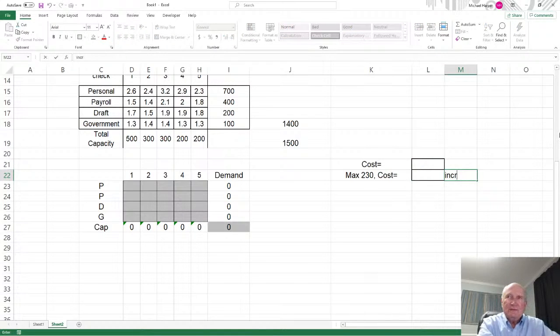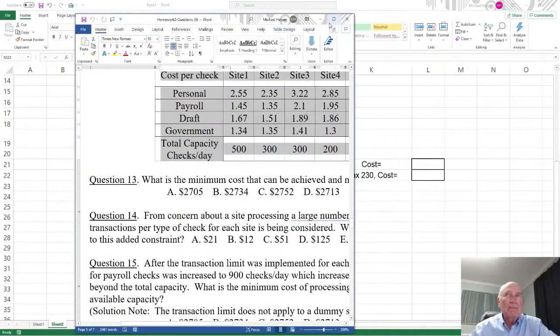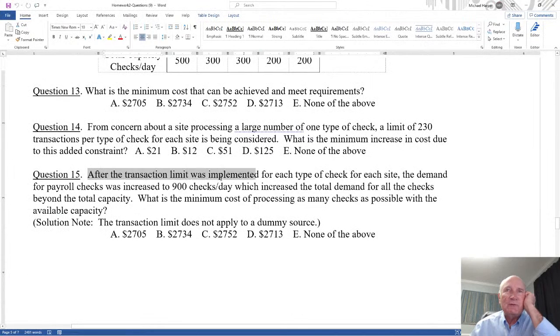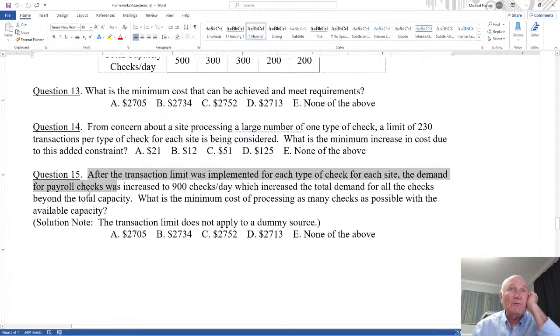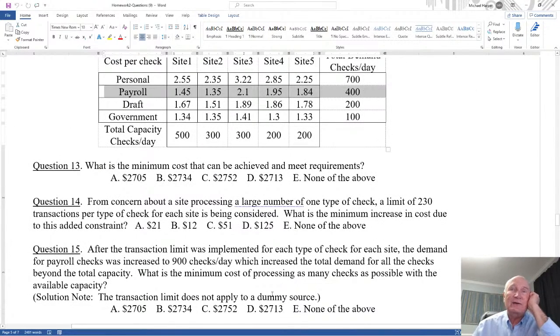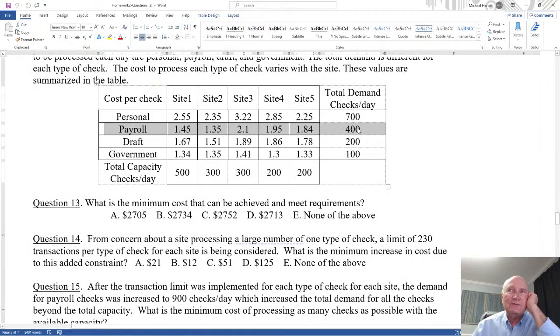Then we want to know what the increase is. Let's take the difference. Okay, then we bring this out of the way, bring this back. Then we say, well, after the transaction limit was implemented for each type of check for each site, the demand for payroll checks was increased to 900. Where's payroll? Here's payroll. The 400 jumped to 900, which increased the total demand for all the checks beyond the capacity. So you're going to have to service 900, but you don't have enough capacity down here.